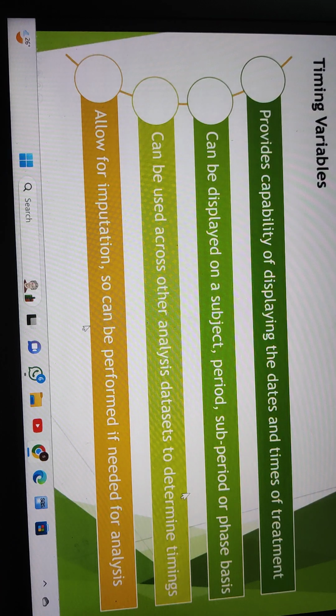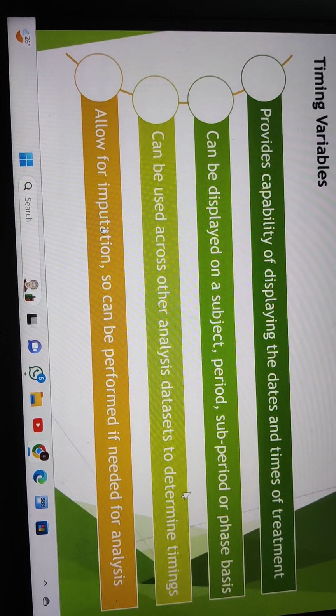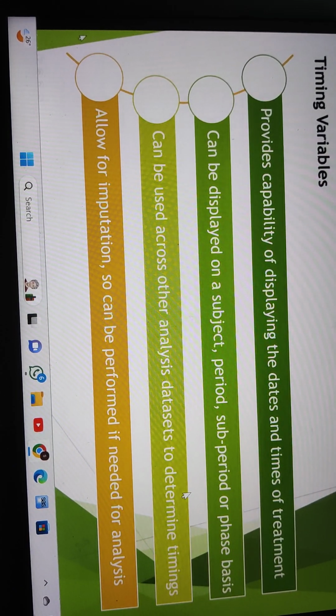When it comes to date variables, if there are partial or missing dates, how we handle them will be mentioned in the SAP, the statistical analysis plan. Based on the imputation rules mentioned in the SAP, we have to impute the dates. For that we will have one more class, where I will explain what date imputation is and what rules exist for it. We will discuss in detail. But for now, remember the date imputations.